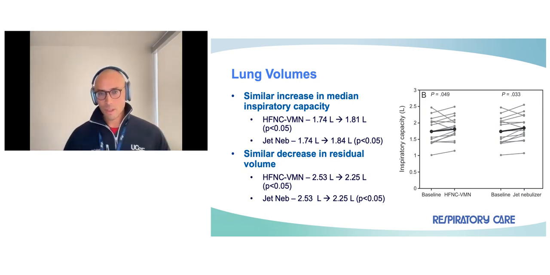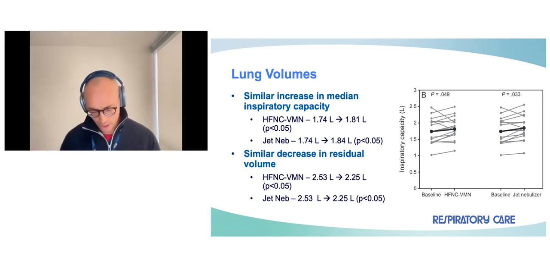Now, looking at the physiology of what we're seeing here, I'm going to approach this from the physiologic perspective. They saw similar increases in median inspiratory capacity between both high flow vibrating mesh and jet neb. Each comparison was statistically significant, and they saw a similar decrease in residual volume. Again, statistically significant. So stepping out from the statistics for a second, what are we seeing here?